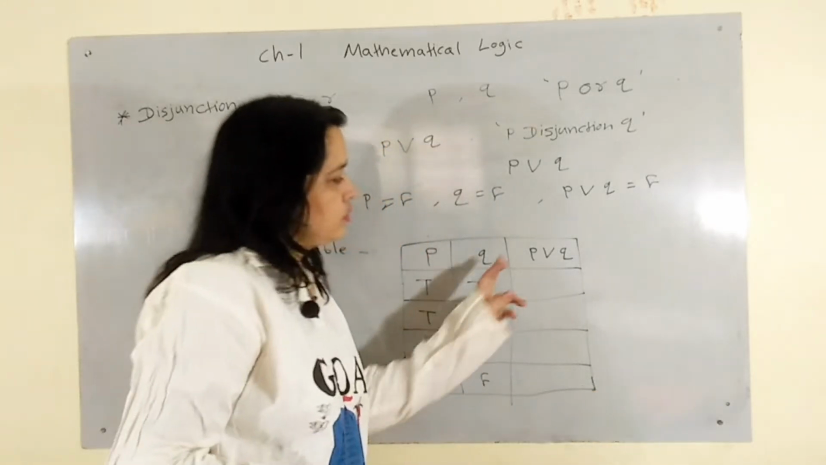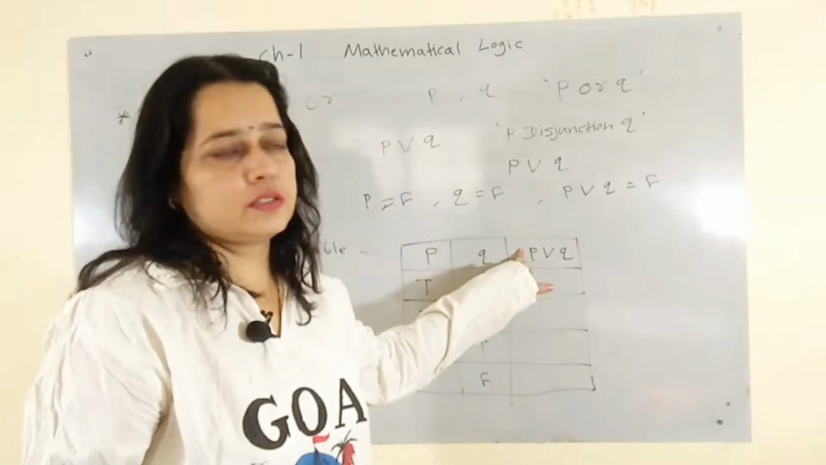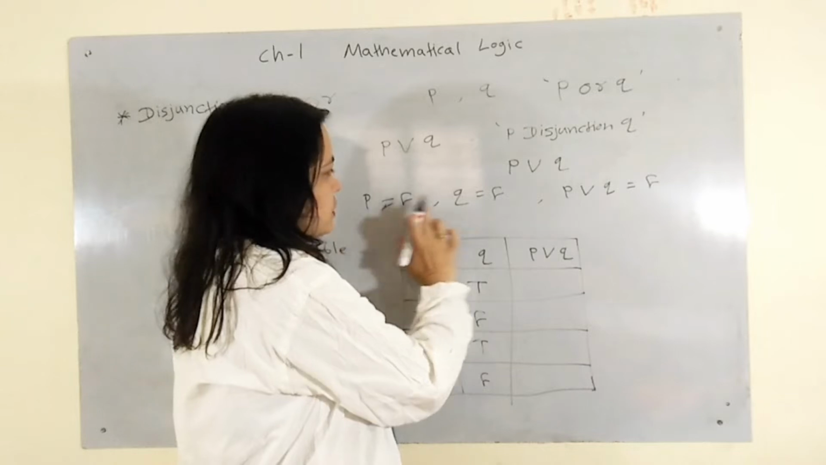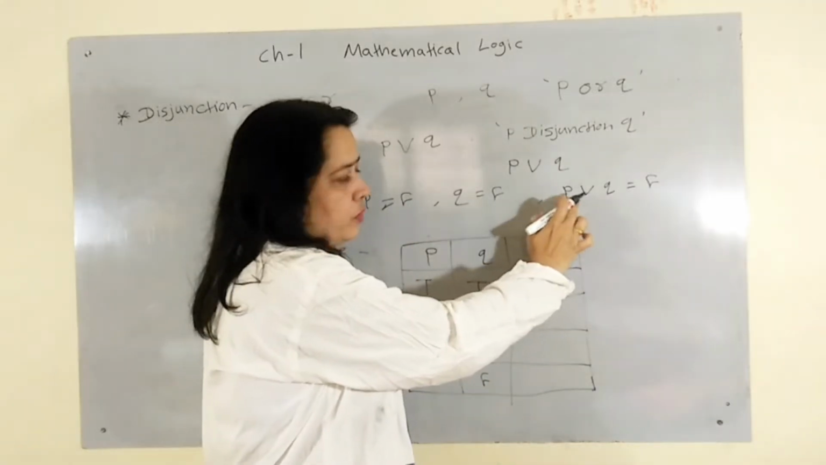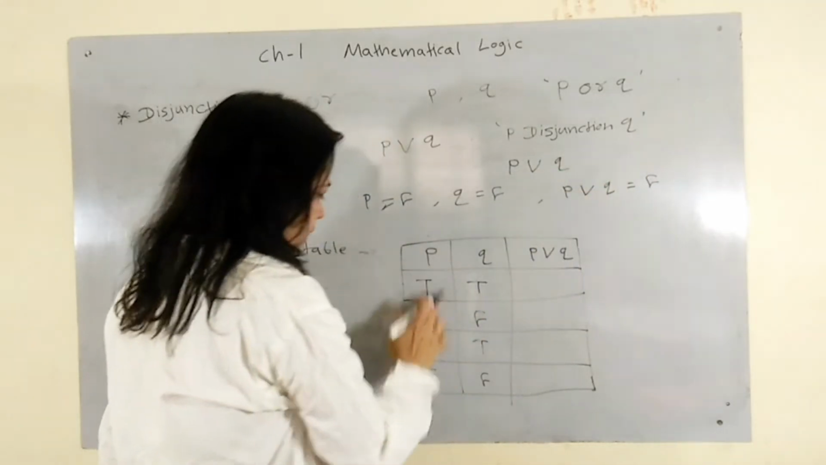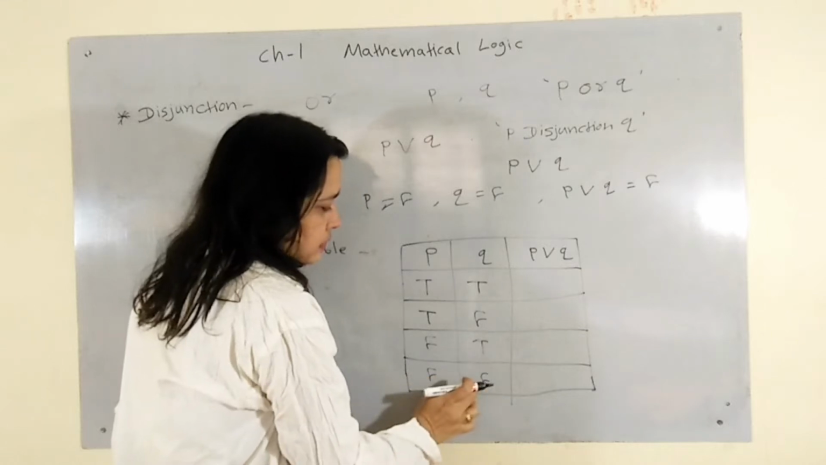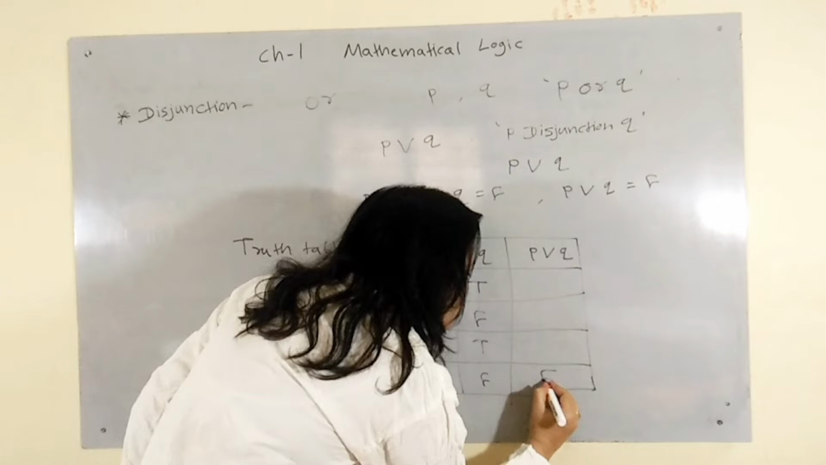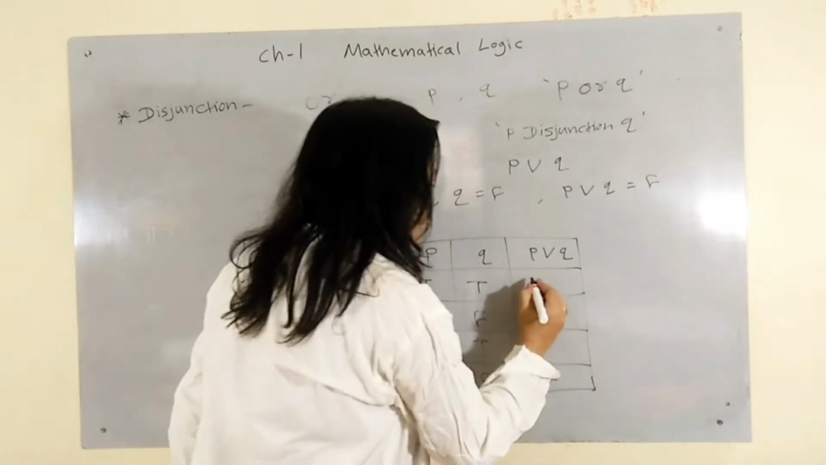So what are the values of P disjunction Q? We know that if P is false, Q is false, then P or Q is false. Therefore here only for this case it is false. In other cases it is true.